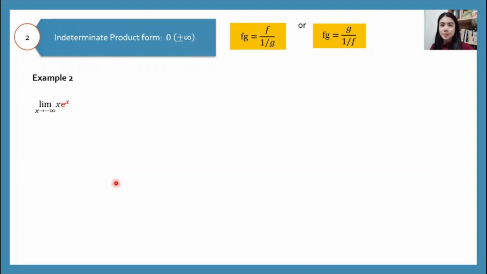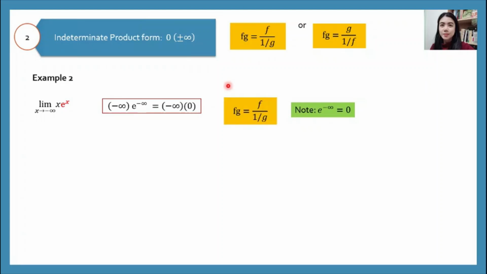Now this is example 2. For example 2, if you substitute negative infinity into here, you have negative infinity with e power of negative infinity. So negative infinity is still negative infinity, but e power of negative infinity is basically equal to 0. So you have the form of negative infinity with 0. This is under the product form. So you're going to apply either one of them. Okay, so you apply them.